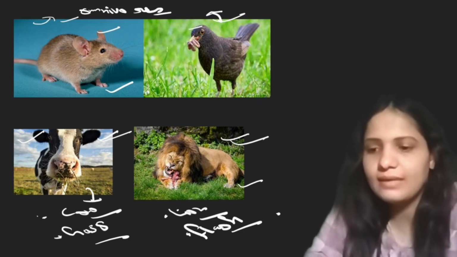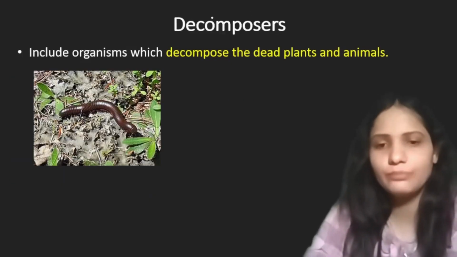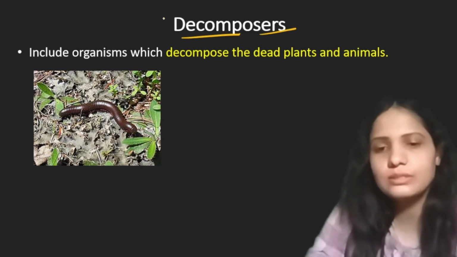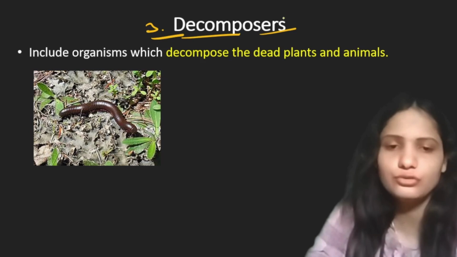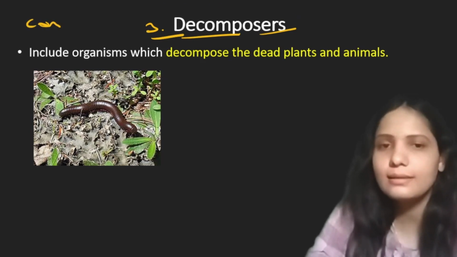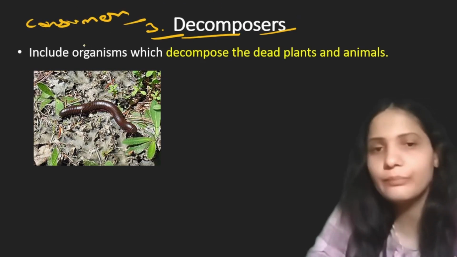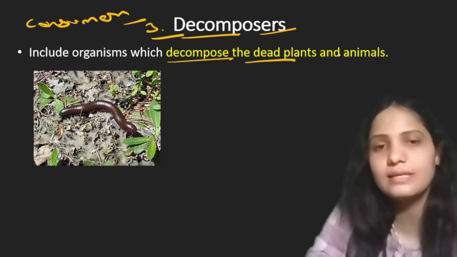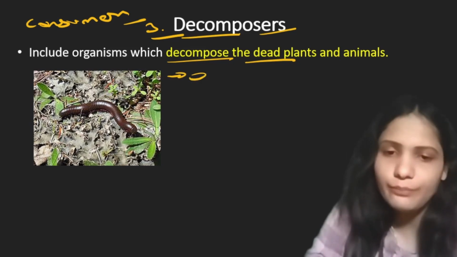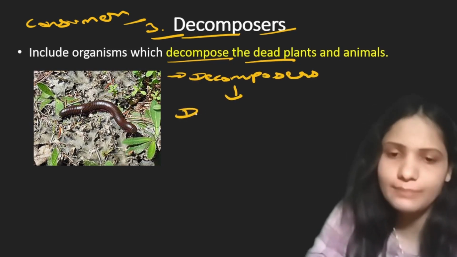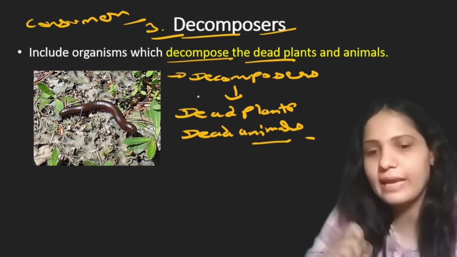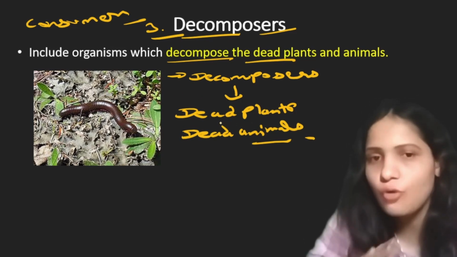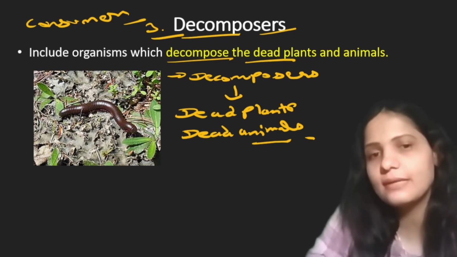Now what next do we have? Another important topic we have is decomposers. Decomposers are the third type of consumers. Decomposers include organisms which decompose dead plants and animals. Decomposers feed on dead plants and animals. They eat dead plants and dead animals for their food requirements. They consume dead things. This is the case with decomposers.